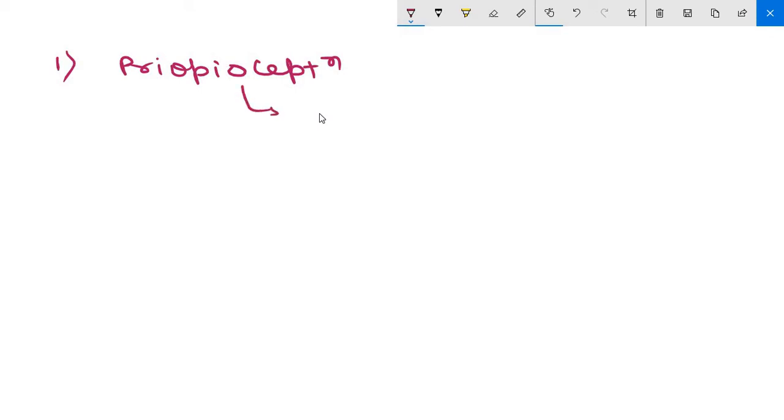As I have discussed in my video, type A fiber is responsible for proprioception, particularly A alpha. A beta is for touch and pressure, A gamma is motor to intrafusal fibers of the muscle spindle, A delta is for pain and temperature. Type B fibers are preganglionic autonomic, type C fibers are postganglionic autonomic.